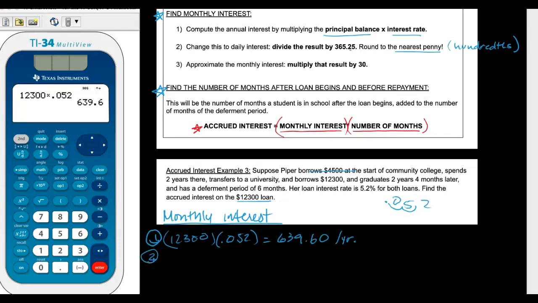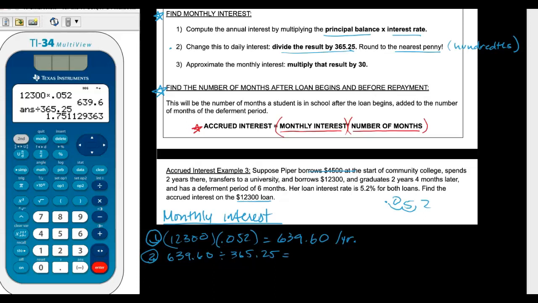And then step 2, to find the monthly interest, we change it to daily. We divide by 365.25. So I take that previous answer, 639.60, and divide by 365.25. I've already got that number in my calculator, which makes it handy. I just press divide, 365.25.